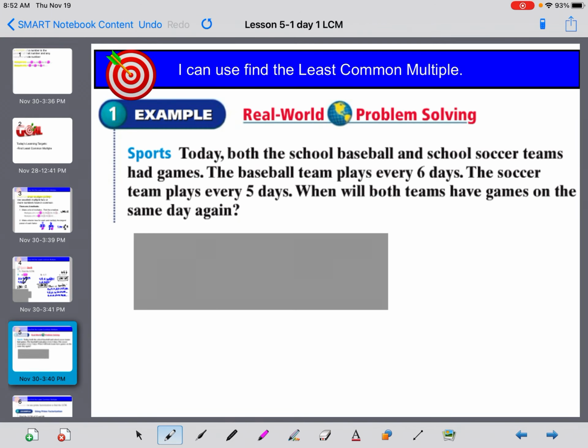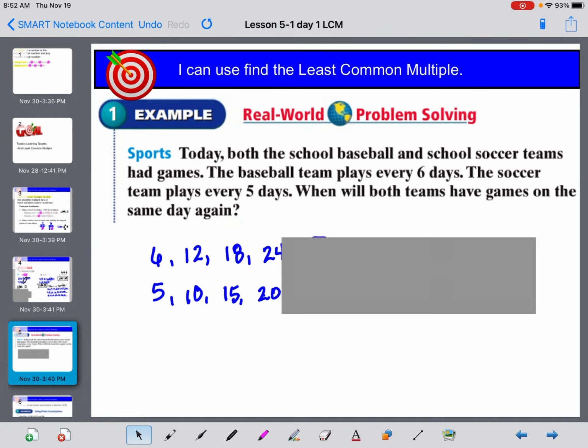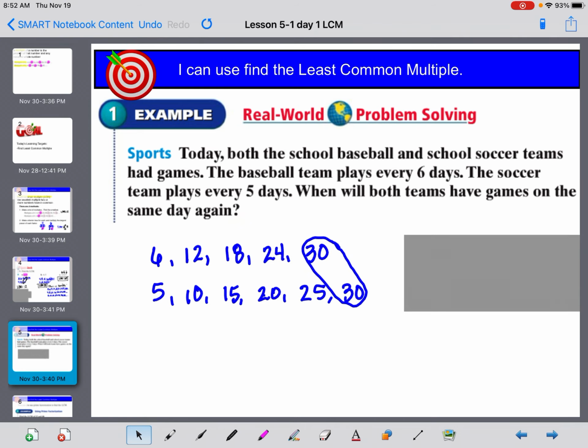Today, both school baseball and school soccer teams had games. The baseball team plays every 6 days, and the soccer team plays every 5 days. When will both teams have games on the same day? Well, I can see that I need to write down the multiples of 6 and the multiples of 5. The first time that there is an overlap is on day 30.